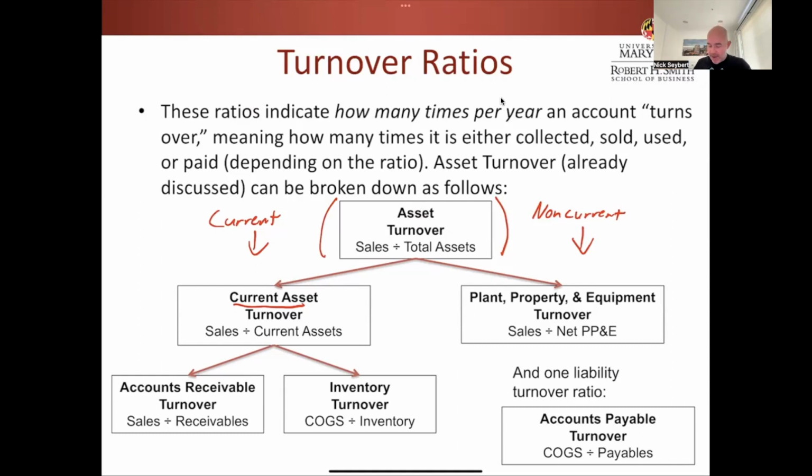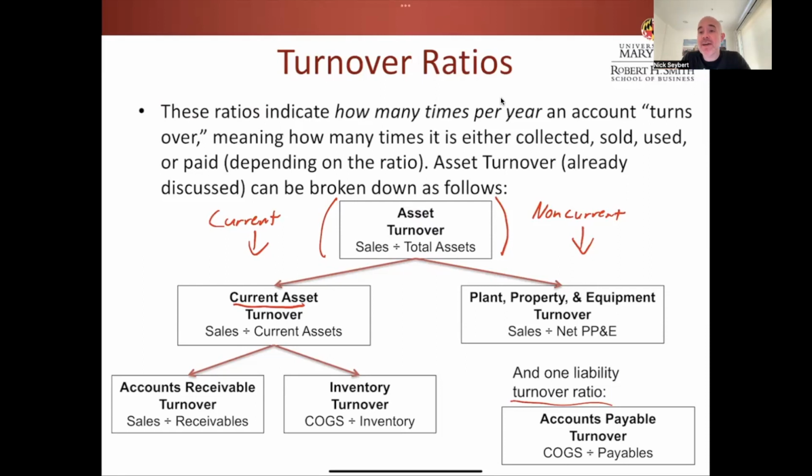And then finally down here, we have kind of like the odd man out, a liability turnover ratio, accounts payable turnover. We're going to do an analysis with that in a little bit, but the main reason we have that is because it's the flip side of accounts receivable. Accounts payable is how many times per year do you pay your suppliers, right? So you've got accounts receivable turnover, how often do you collect from customers? Accounts payable turnover, how often do you pay suppliers? Okay.